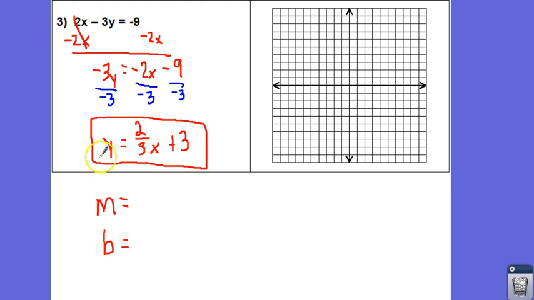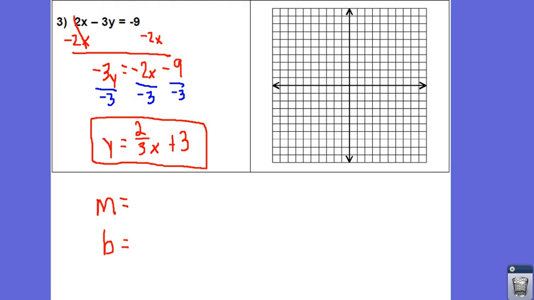So now what we did here is, remember, we want y by itself. So that means we have to get rid of this -3. So this says -3 times y. To get rid of that -3, we're going to do the inverse operation, which means we're going to divide everything over here by -3. So we're going to divide -2 by -3 and -9 by -3.